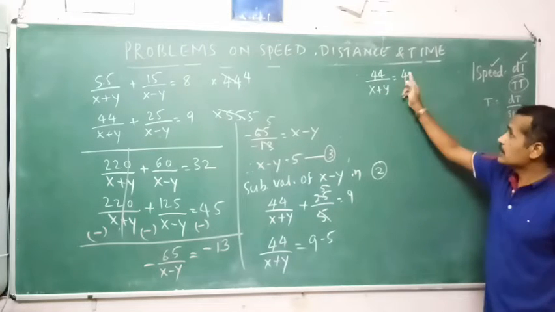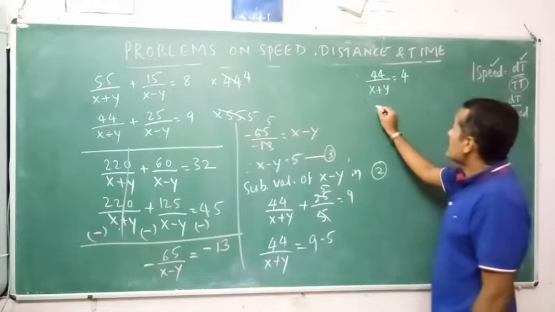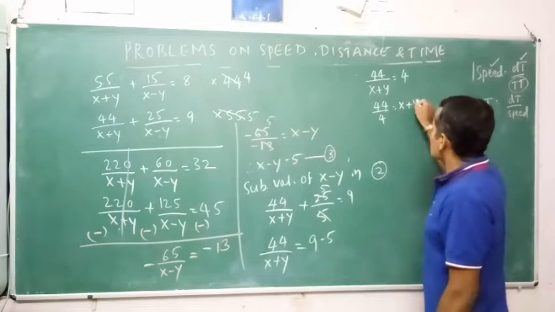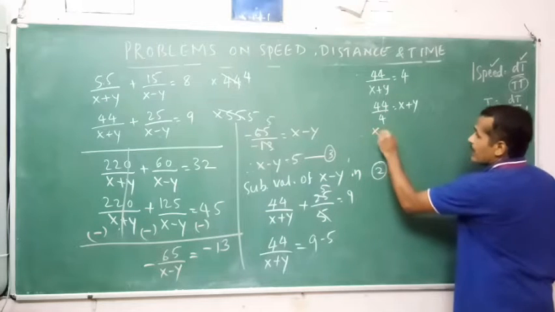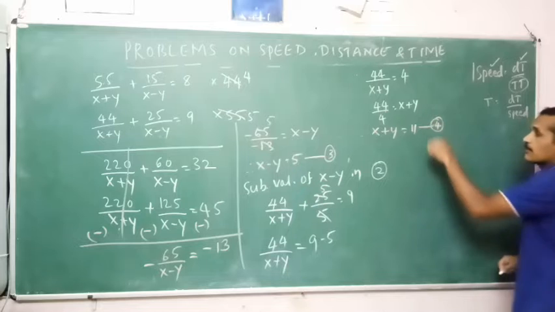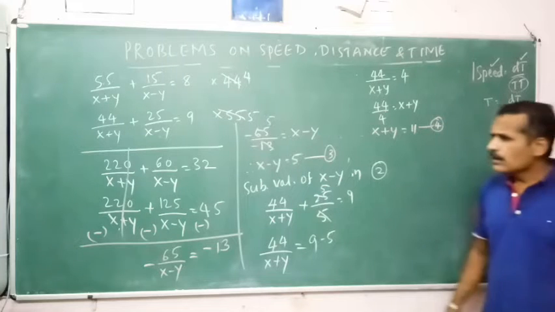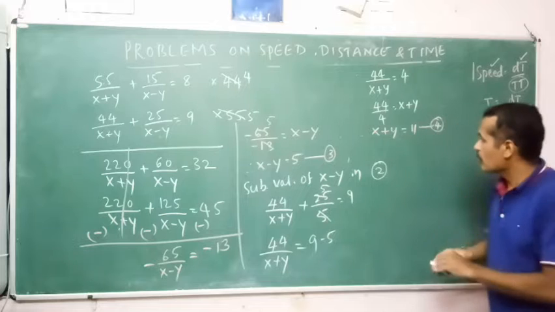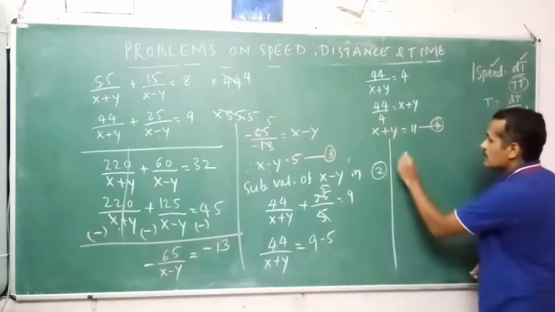Cross multiply. This will go here, that will come down. Therefore, 44 divided by 4 is equal to x plus y. Therefore, x plus y is equal to 11. Call it equation number 4. Now, the problem is lengthy, but it is not difficult. Simple problem it is.